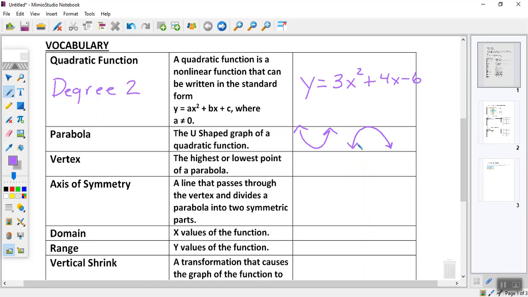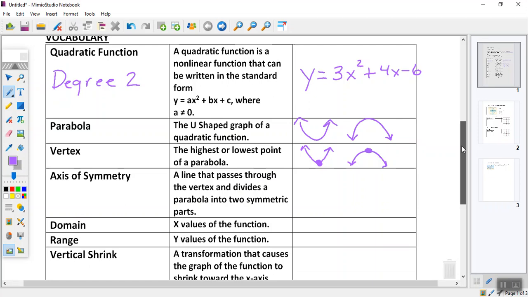Okay? Next term, vertex. The vertex is the highest point or the what? Okay. So in this case right here, if it's a U shape, your vertex is at the very bottom here. Okay? And if it's an arch, where's your vertex at, kids? The very top. Okay? So you're going to hear us talk about what's the maximum point or what's the minimum point. And that's going to depend upon if you have a U shape or if you have an arch shape there.